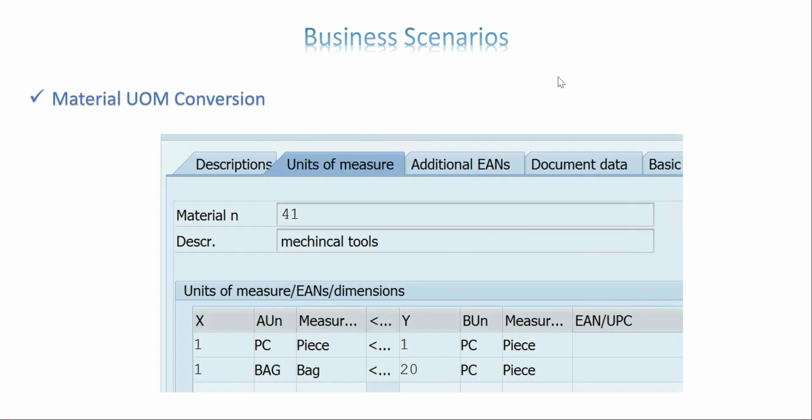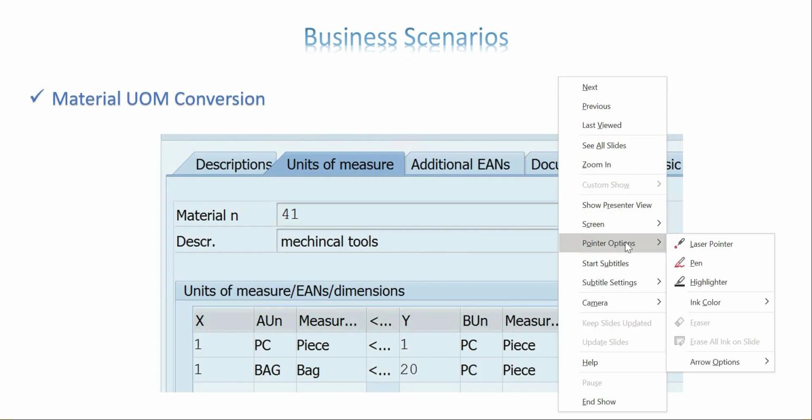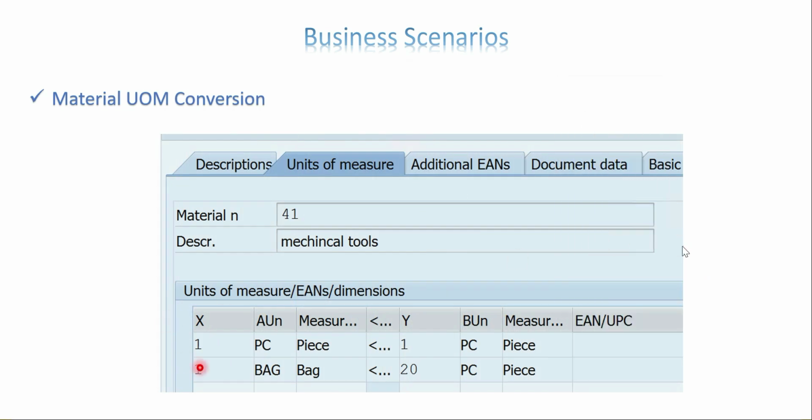So this is the screenshot of the material master where the base and alternative units of measure have been maintained. The first row is maintained by default. One piece is nothing but one piece, so we don't worry about it. And the second one, I have maintained it. I will show you the screen. I will maintain one more UOM as well. Here it's maintained so that 20 pieces is considered as one bag. There is also a less-than option here.